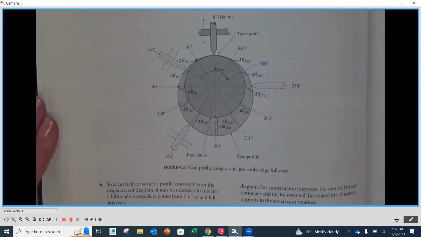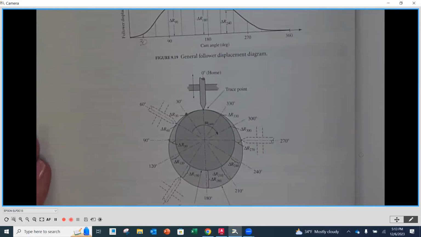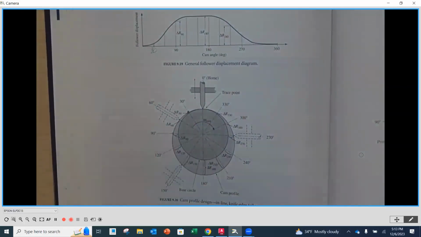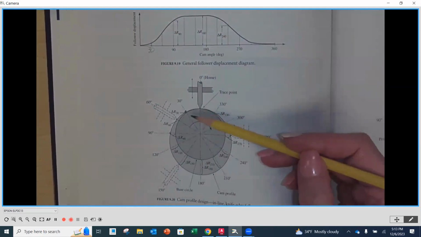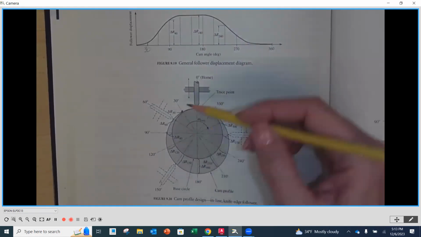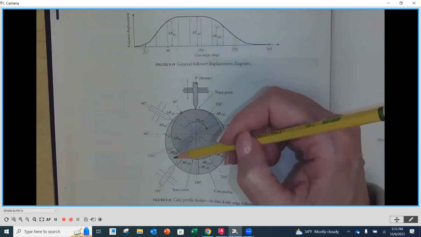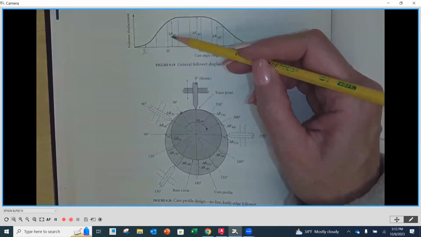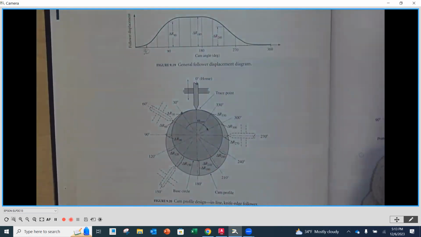Okay. So I'm going to show both things here. At the top of the page, we're going to see a displacement diagram. And what they've done here is they have marked off every 30 degrees of cam rotation. They are showing what those differences are going to be, and we're going to then see how they correspond to the distances on our displacement diagram.